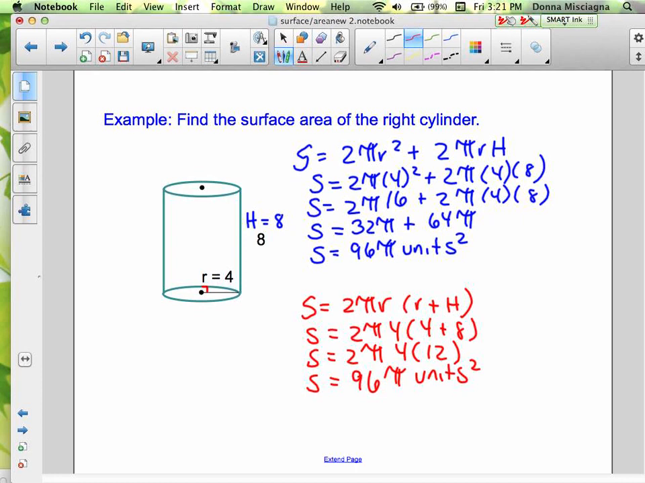units squared. And I really do think, I mean, you can see there's a lot less red than there is blue. It is a little easier, I think, to use the second formula. But whichever you like better, that's the one you should use. Let's look at the next problem.